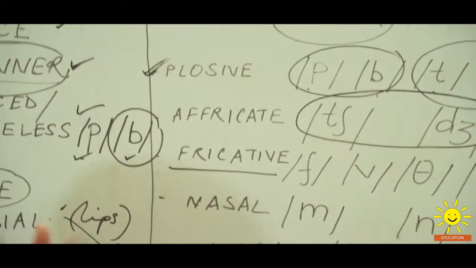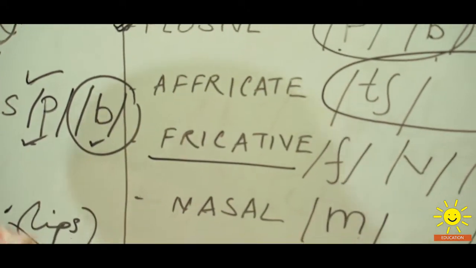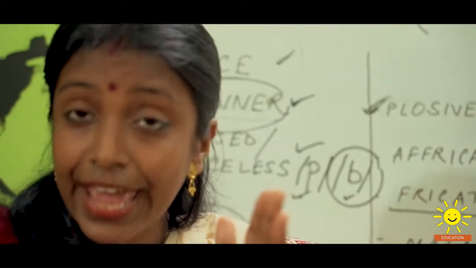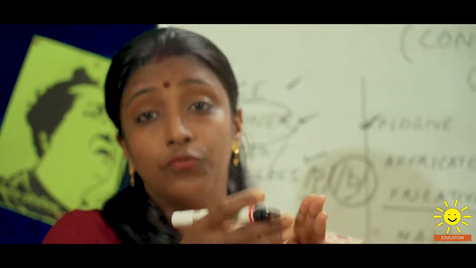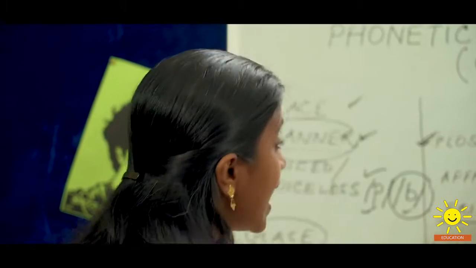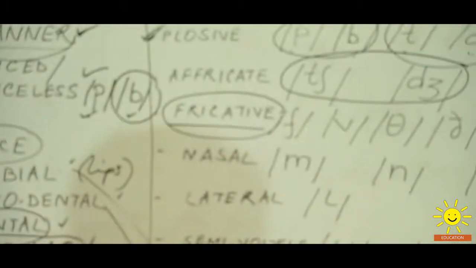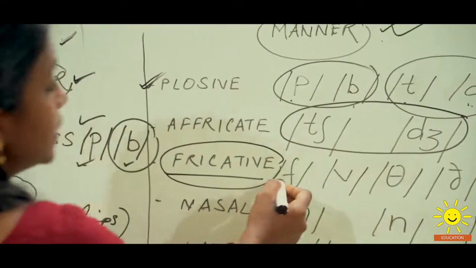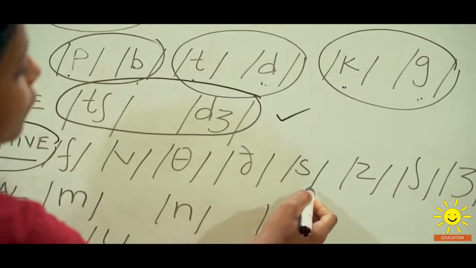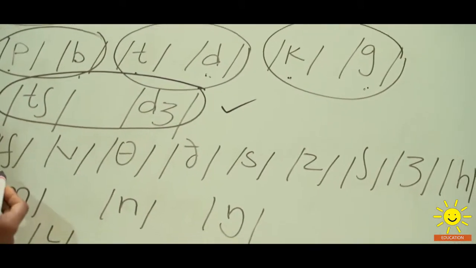Now, dear students, when 2 organs of articulation come close to each other, and when the air stream, the air that comes out from our lungs, passes between the two organs of articulation, it creates friction. And for that reason, this particular category is termed as the fricatives. So we have 9 fricative sounds. 1, 2, 3, 4, 5, 6, 7, 8, 9. So the first one is f.